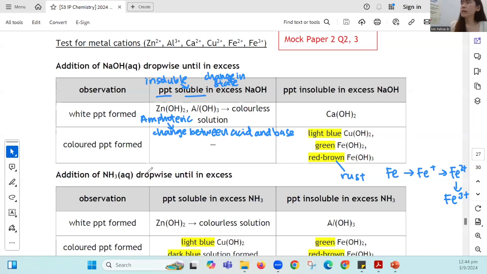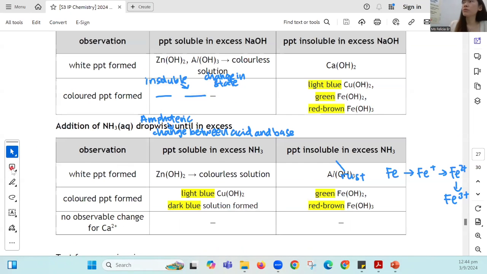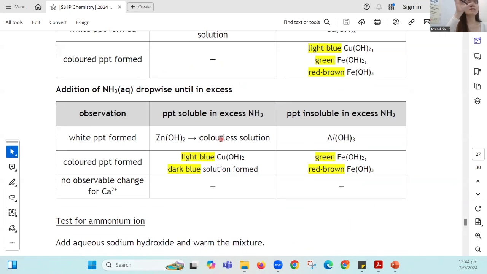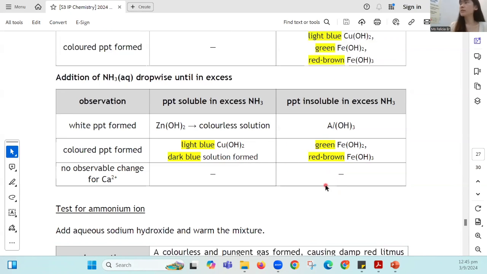Okay, then next is for the aqueous ammonia. This is another way to remember. Instead of remembering ion by ion, this way is to remember which are the ones that have the same observation. You need to know whether it's soluble or insoluble. For the aluminium, it will remain the same. It won't change its identity anymore. Then zinc will follow on top. Then the color will follow similar to above. So it's pretty similar. Have you all filled in the blanks for the table over here?